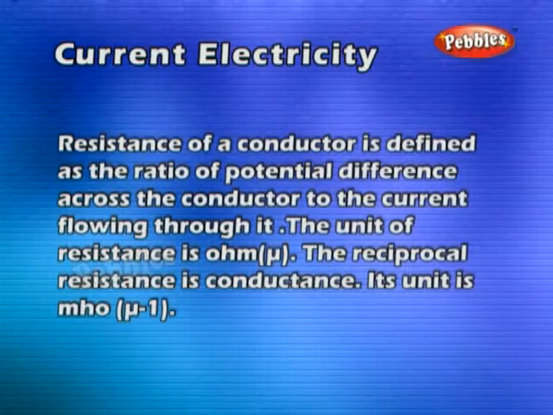Resistance of a conductor is defined as the ratio of potential difference across the conductor to the current flowing through it. The unit of resistance is ohm. The reciprocal of resistance is conductance. Its unit is mho, ohm⁻¹.